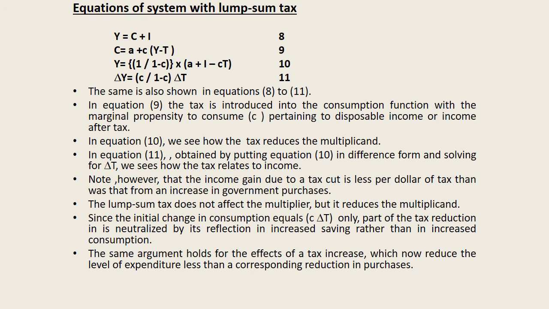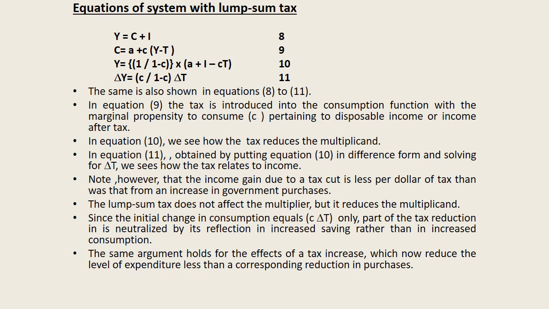هنعمل differentiation للفانكشن 10، نعمل تفاضل للدالة 10، وكان we can obtain delta y، التغير في الدخل equal C by 1 minus C multiplied by delta t. يعني يا جماعة الأثر النهائي إن الدخل هيتغير بمقدار يساوي المالتبلاير مضروبا في التغير في الضريبة.